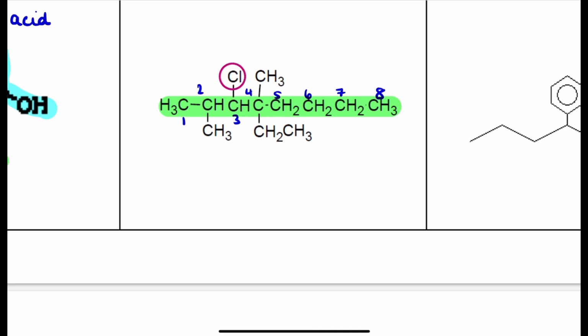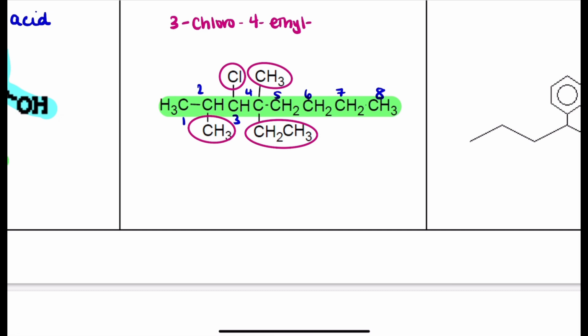I have a chloro group, a methyl group, a second methyl group, and an ethyl group. So chloro gets named first. My chloro is at the 4th carbon. 4-chloro. No, that is the 3rd carbon. I can't read my own writing. That is in fact 3rd. My ethyl group is at the 4th. 4-ethyl. Then I have 2 methyl groups, one at the 2nd carbon and one at the 4th. So 2,4-dimethyl. And then just octane, because it's just a straight octane.